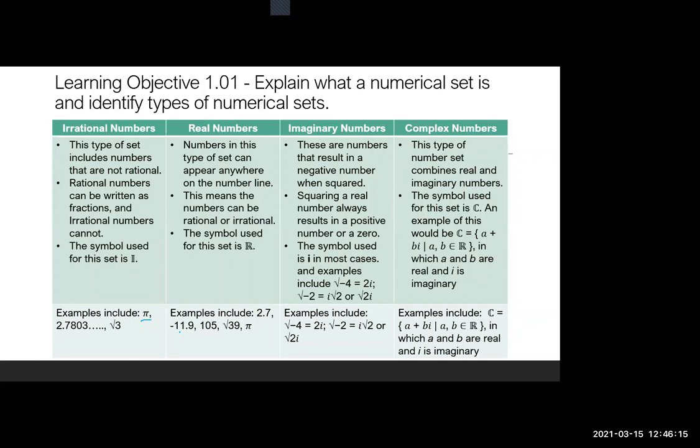And so these irrational numbers like pi cannot be written as a fraction. And so that's why we call them irrationals.